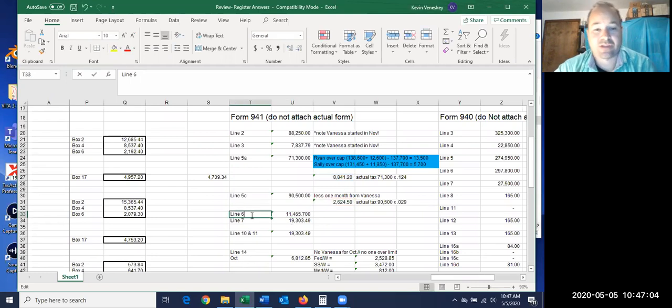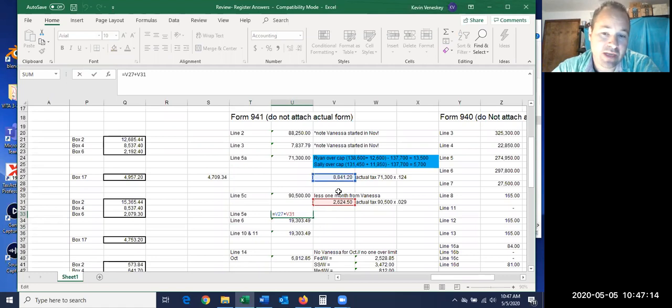This would actually say line 5E now. It's changed, and this one would be line 6. So line 5E are your Social Security and your Medicare added. Line 6 is your total of the FICA, the line 5E and line 3.